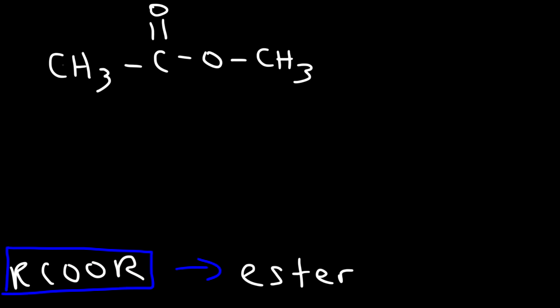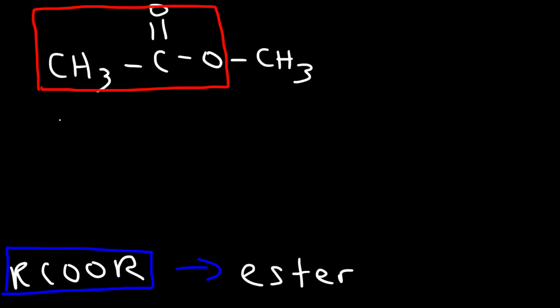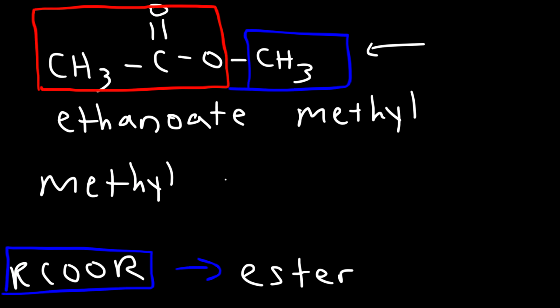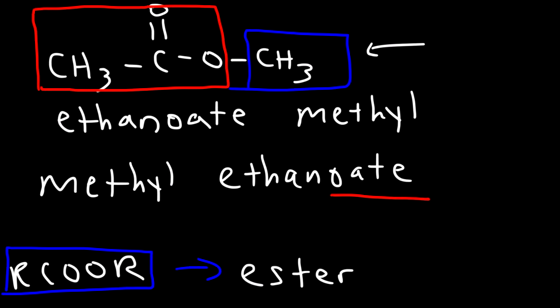Now to name it, this portion here is the ethanoate part. That includes the carbon with the 2 oxygens. And so it's ethanoate because there are 2 carbons here. And the right side has a methyl group. So when you name it, you need to name this one first. So it's methyl ethanoate. And so that's how you can name an ester. So the oate part comes last.